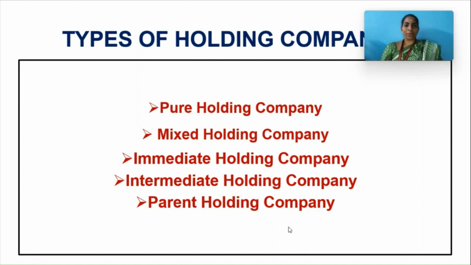So next is the intermediate holding company. I have given you an example previously, A, B and C. If A is a subsidiary of B and C is a subsidiary of A, here A becomes the holding company of C, whereas it is the subsidiary of B. So A company is our intermediate holding company. A company cannot prepare a consolidated balance sheet despite being a holding company, as it is a subsidiary of B company.